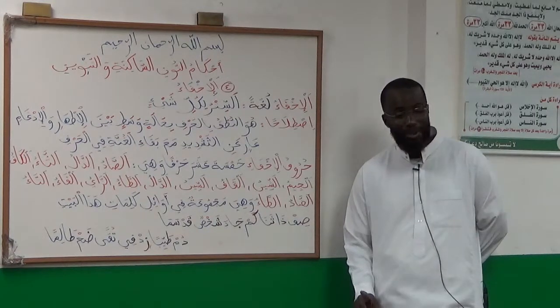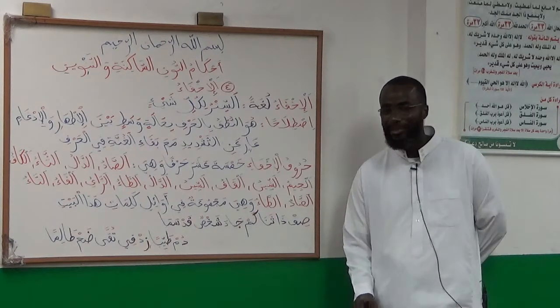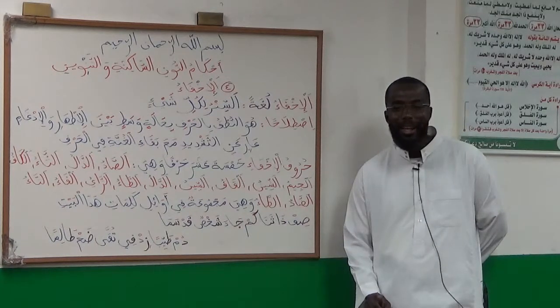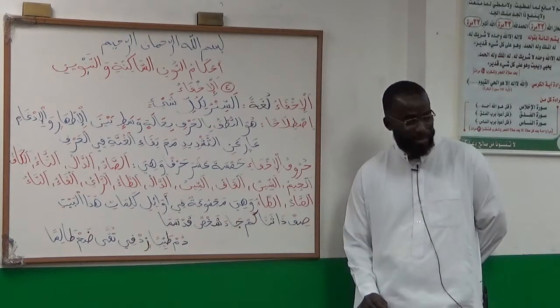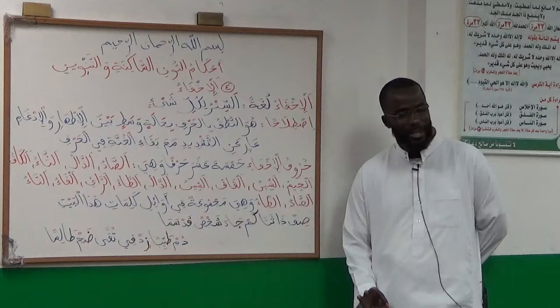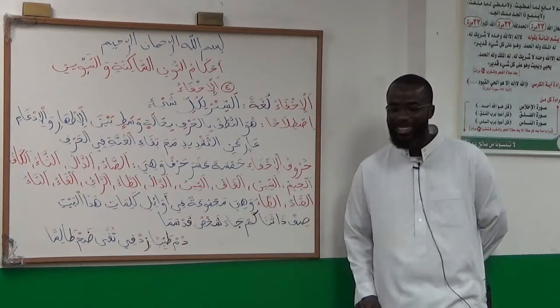And anhu, we have a noon that has a sukun and it's followed by a ha. And ha is one of the letters of الإظهار, al-idhar. That's why we just say an, alright? MashaAllah. Continue.